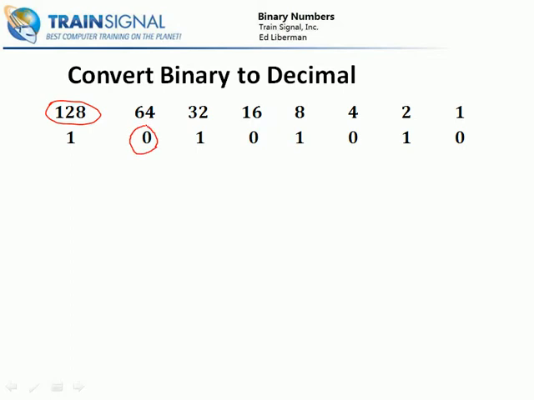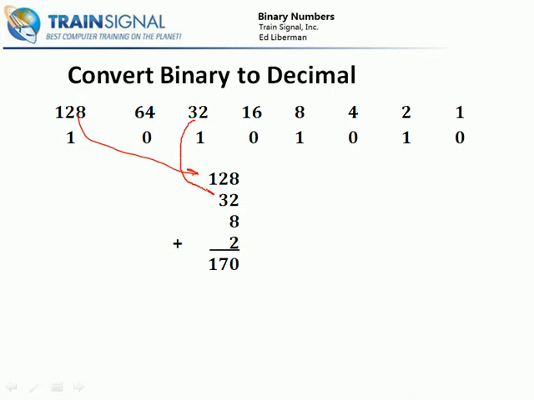So anywhere you see a 0, we can just cancel that out. The easy answer is anywhere there's a 1, just take those values and add them together. So we end up with the 128 because there's a 1, the 32 because there's a 1, the 8 because there's a 1, and the 2 because there's a 1. And if we add those together, we end up with 170.